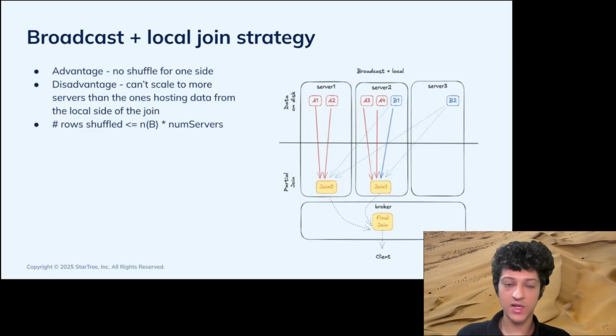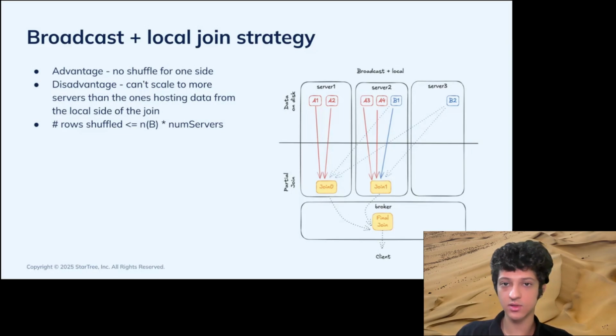So the advantage here is obvious. One side does not need to be shuffled. This can be great, again, for when tables are skewed in size. The disadvantage compared to the previous strategy is that it can't scale to more servers than the ones that are actually hosting the data from the local side of the join. And this is usually not going to be an issue, but it could be an issue in certain edge cases.